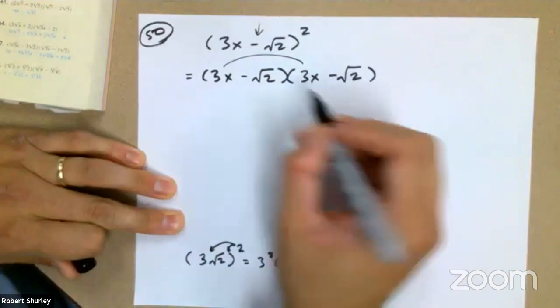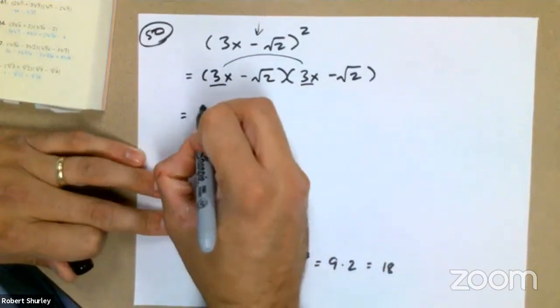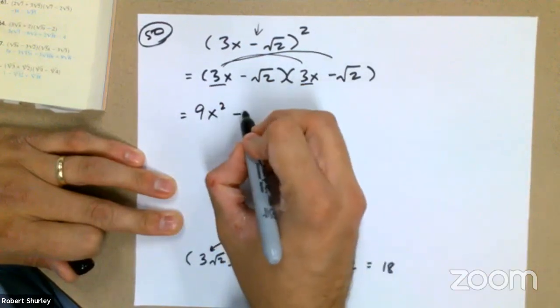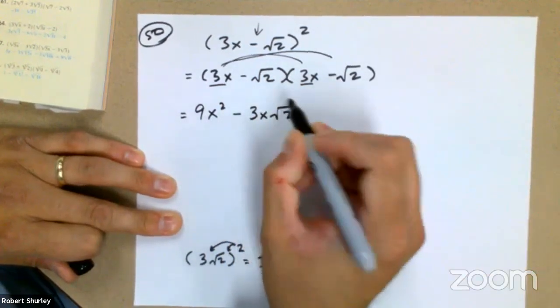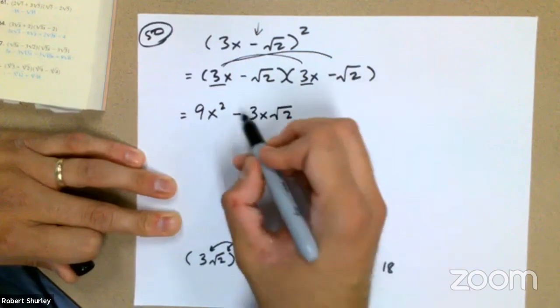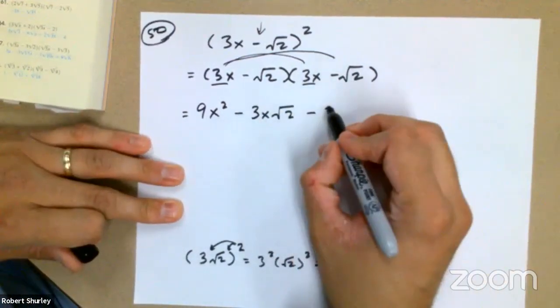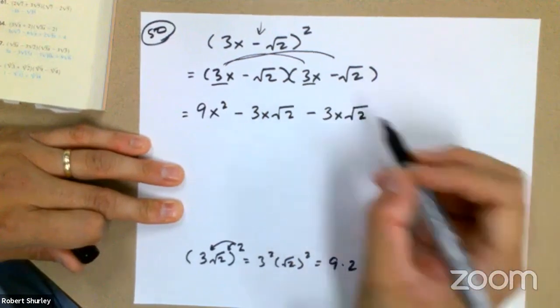3x times 3x. Hey, no radicals there. We just multiply them together: 9x squared. Outside, we get minus 3x square root of 2, right? Because we've got no radical and a radical, so you just kind of mush them together there. Inside, same exact thing, right? Minus 3x square root of 2.